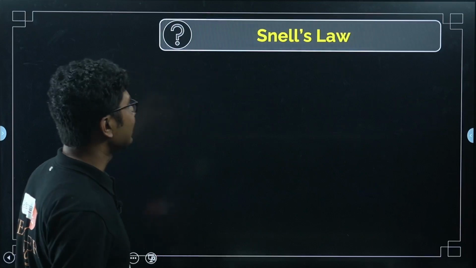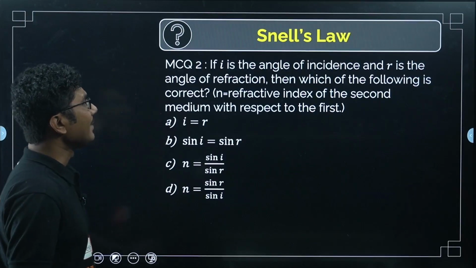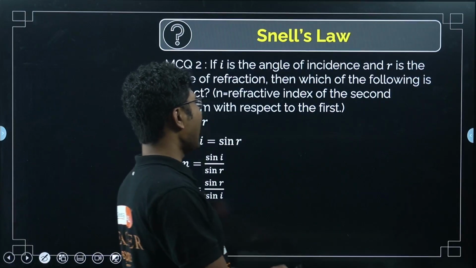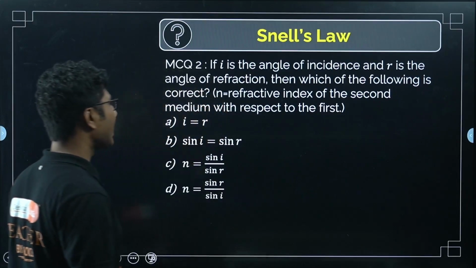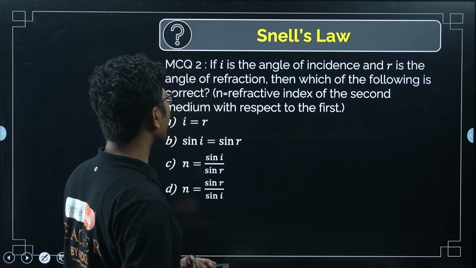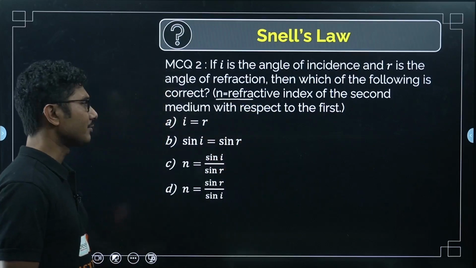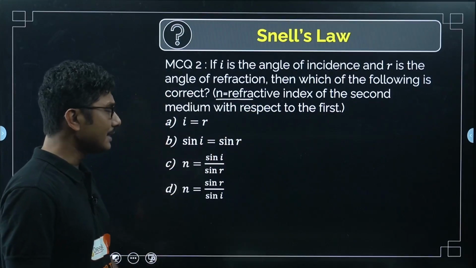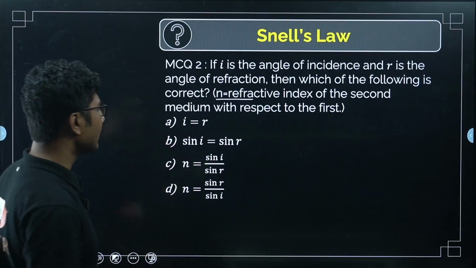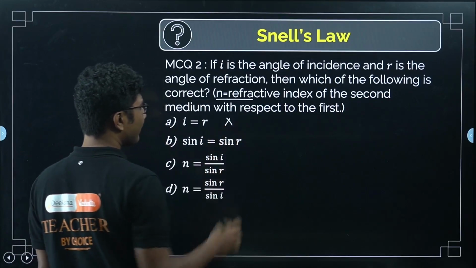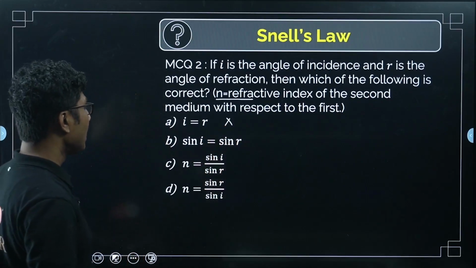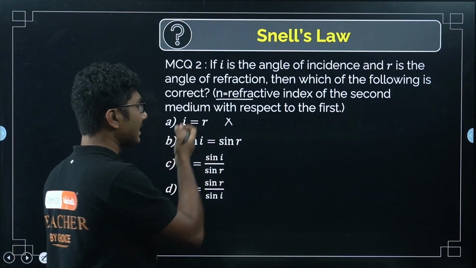Now let's look into Snell's law, very important. If i is the angle of incidence and r is the angle of refraction, then which of the following is correct? Here n is the refractive index of the second medium. Is i equals r, like reflection? No, this is not correct for refraction. Sin i equals sin r, basically the same thing.